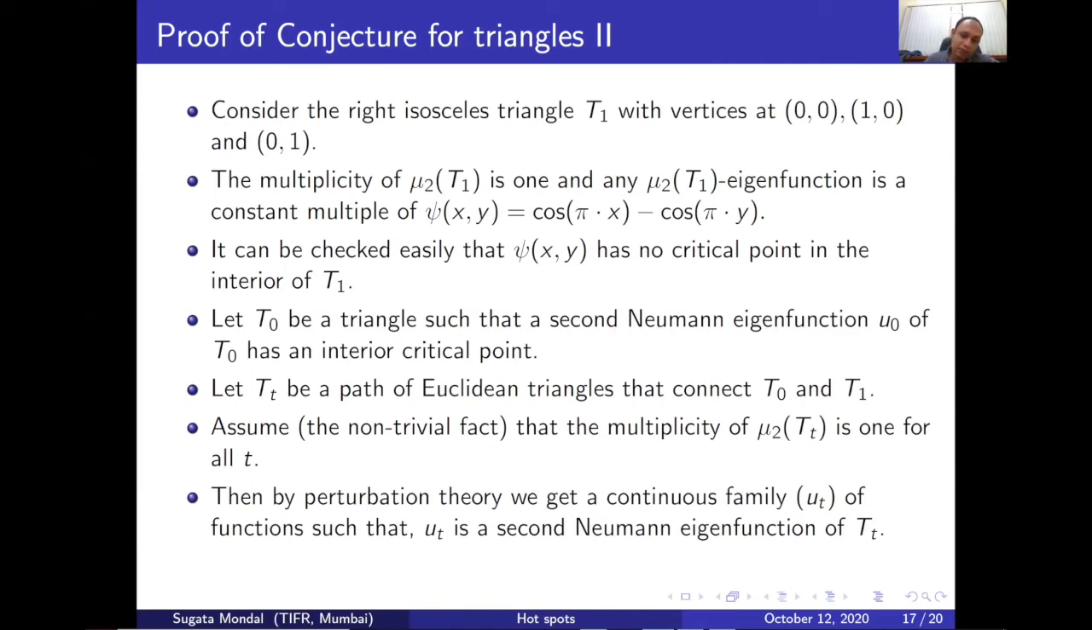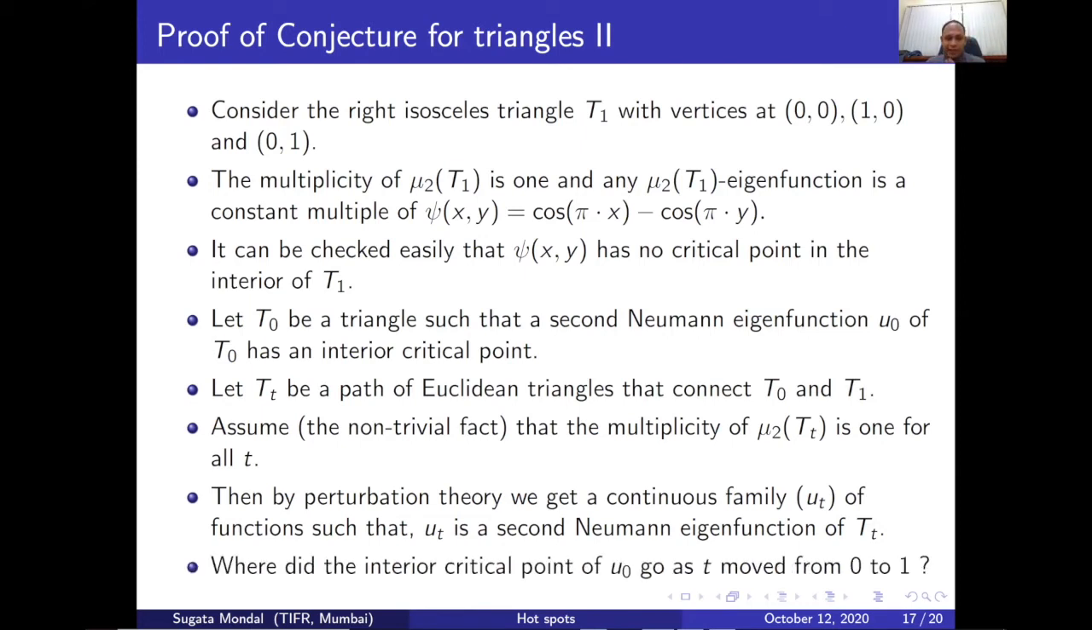What one has to do is fix a model domain, a model triangle, and then think of all these other Euclidean triangles as different Euclidean metrics on this particular domain or model triangle. By saying u_t is a nice one-parameter family of second Neumann eigenfunctions, I mean that the u_t are functions for each t. u_t is a function on this model space, and it satisfies the second Neumann eigenfunction equation for the t-th Euclidean metric on the model space.